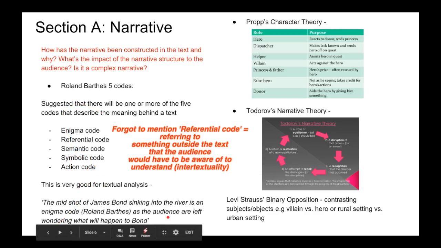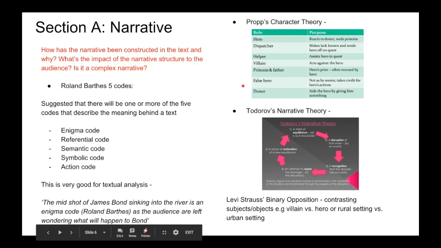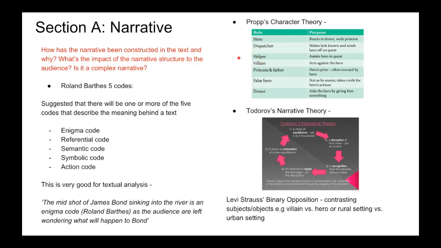This is how I would structure the theory into my sentences. There's also Propp's character theory. This is useful to identify the roles that your characters have in your text, and you could notice that in some of your texts they might have more than one of these. It makes clear which ones are the antagonists and protagonists, and you can justify this with textual analysis, such as what they're wearing and how they're portrayed through lighting, cinematography, and so on.